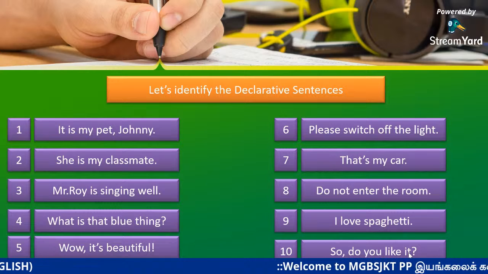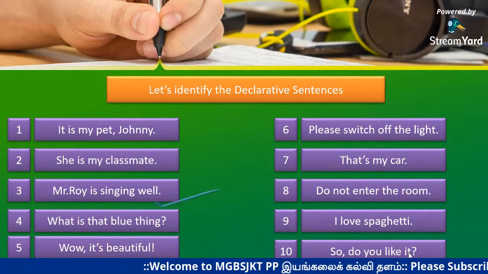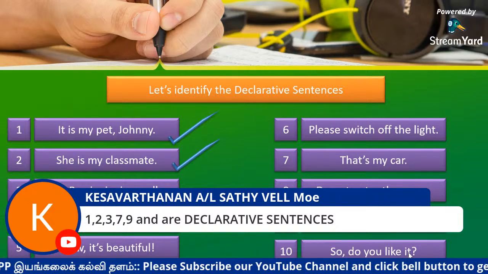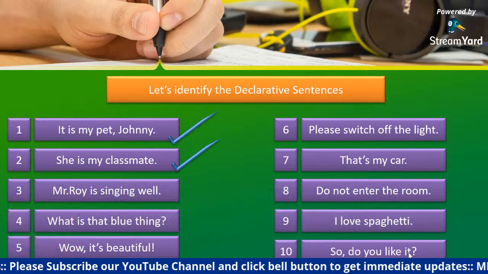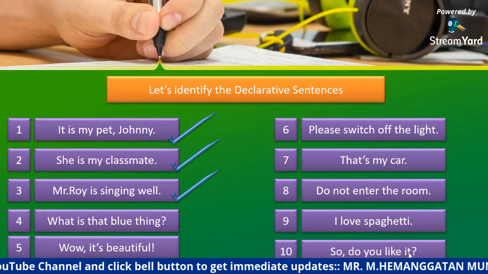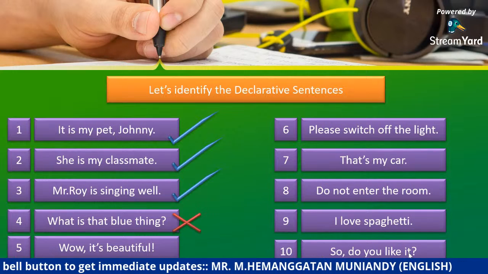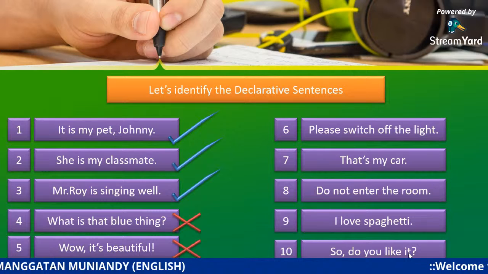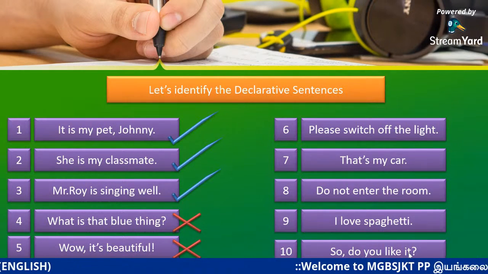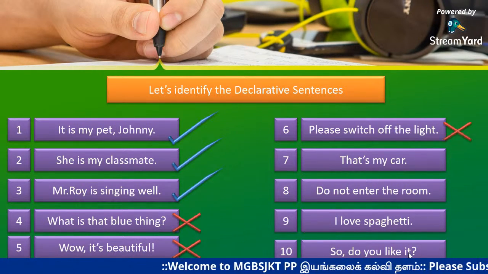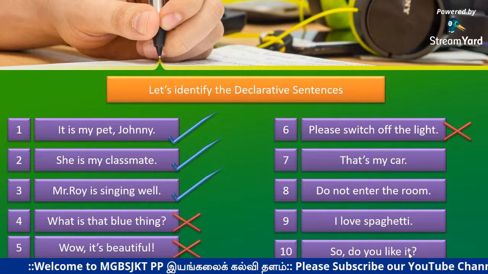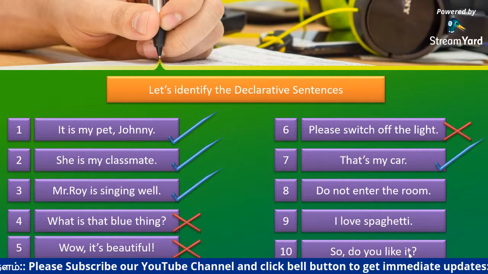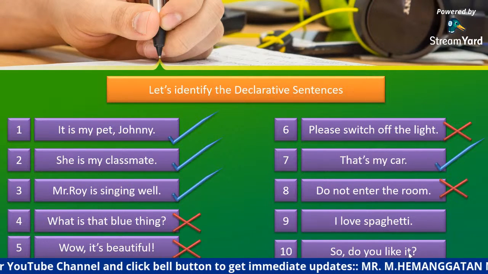All right, my dear viewers, let's look at the answer. Number 1, yes, you got it right. Number 2, correct. Anyone say number 3? You got it right. Number 4, there's a question mark, isn't it? Number 5 also no, unfortunately, because there is an exclamation mark there. Number 6 also is not a declarative sentence. I see most of you said 6. Number 7 is declarative. Number 8 is not a declarative sentence.